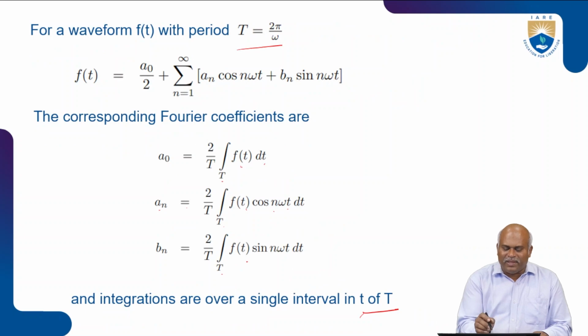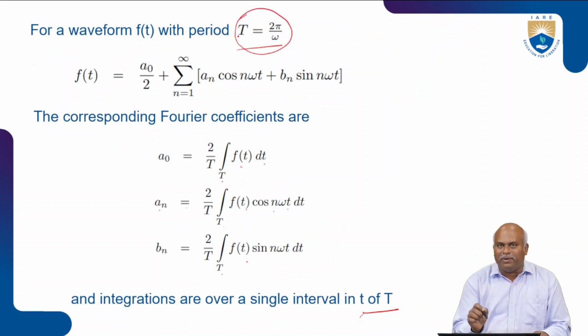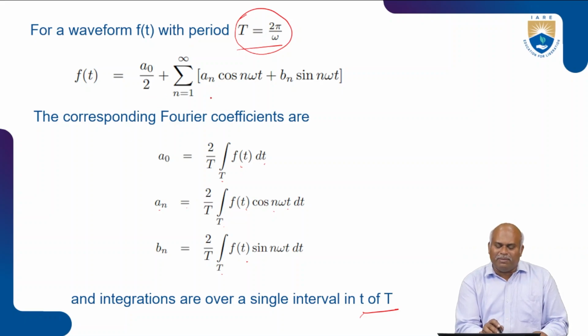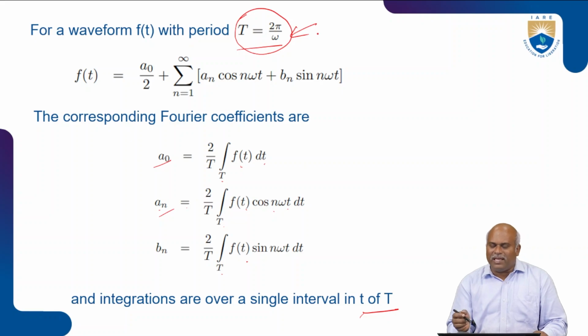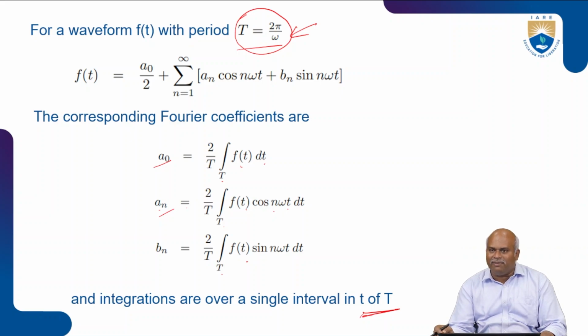Next condition, we take T is equal to 2 pi by omega. We write the Fourier series as a0 by 2 plus summation of n equal to 1 to infinity an cos n omega t plus bn sin n omega t. So the Fourier series coefficients we write as a0, an, bn, all represented like this. The variable we can change in the equation. And finally, the integration over a single interval is represented as capital letter T.